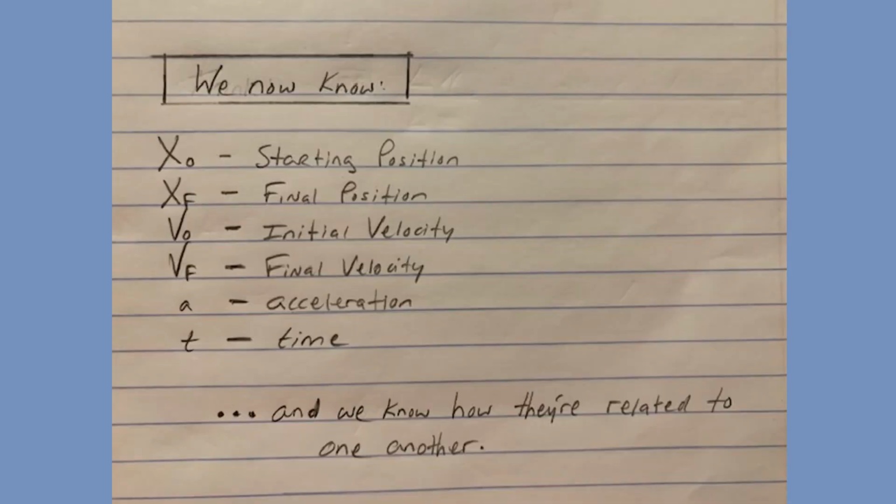All right, so now for both my dog and my daughter, we know quite a bit of information. We know the starting position, x sub naught. We know the final position, x sub f. We know the initial velocity, v sub naught. We know the final velocity, v sub f. We know the acceleration, a, and we know the time. And we have a pretty good idea of how those are all related to one another.